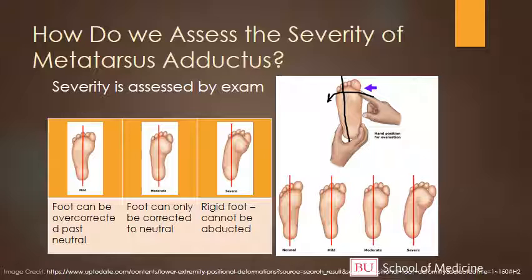Alternatively, severity can be assessed by drawing a line from the middle of the heel straight up the sole of the foot. In a normal foot, this straight line should come between the second and third toes. In mild, it's often seen in the middle of the third toe. In a moderate metatarsus adductus, seen between the third and fourth, and in severe, it may be seen between the fourth and fifth.